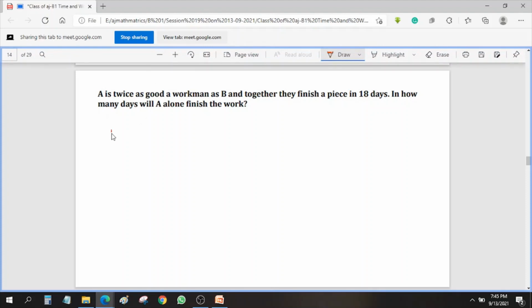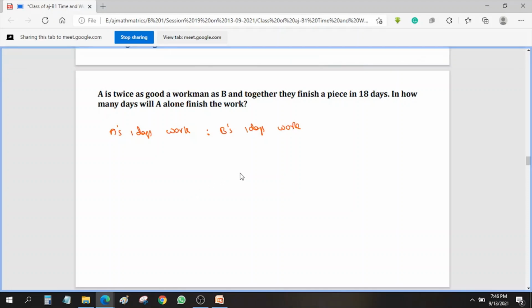Let's do this. A's 1 day's work is twice B's 1 day's work. If we write it ratio-wise, B's 1 day's work is 1 and A's is twice that, so it will be 2:1. Now A and B's 1 day's work, according to the question, is 1 by 18. See, A and B can do the work in 18 days, which means 1 by 18.